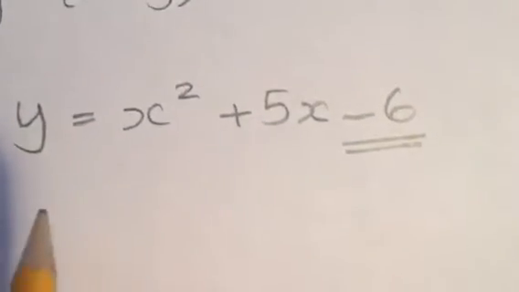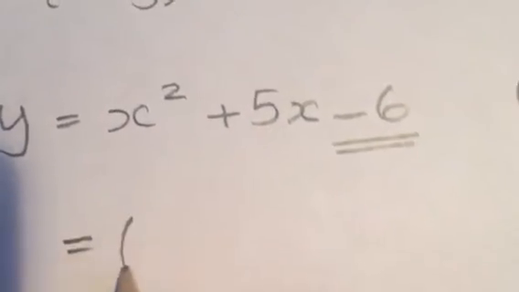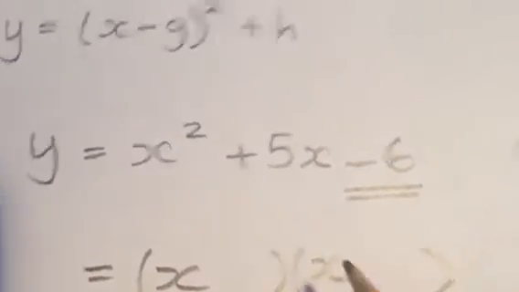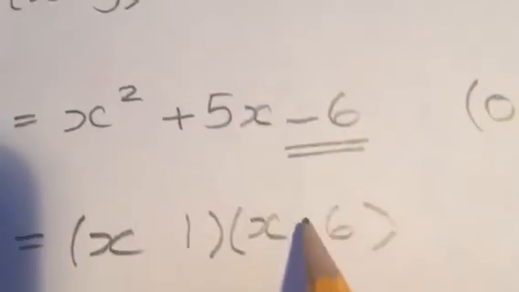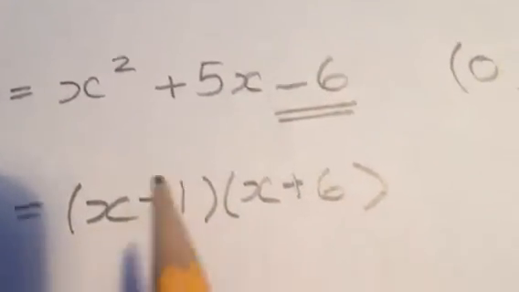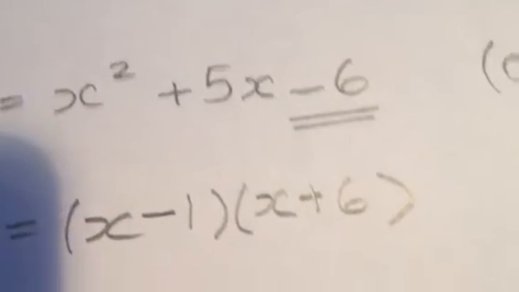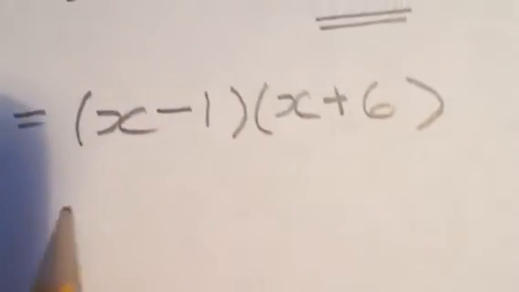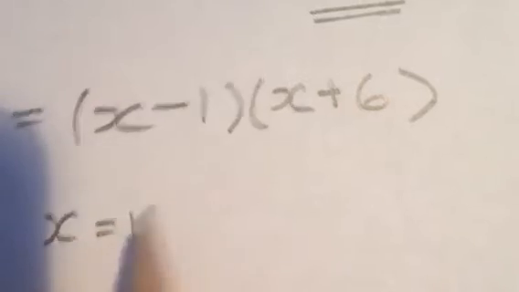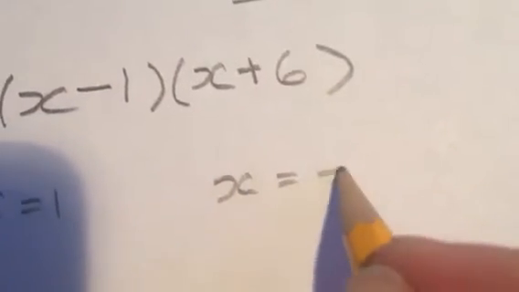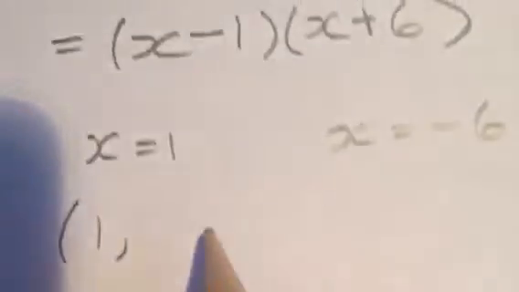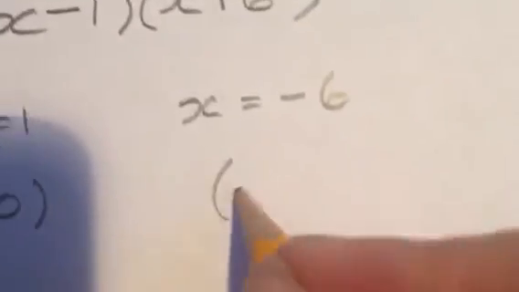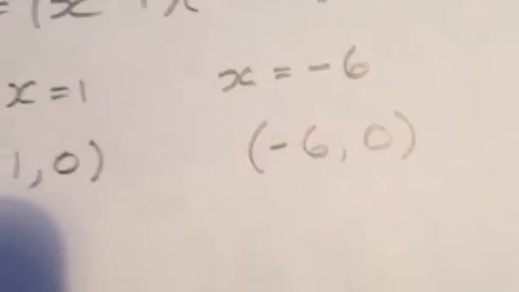We can then factorise this, and we can say it's equal to (x and x), a 6 and a 1. To get the plus 5 in the middle, we need it to be plus 6 minus 1. And from that, we can say that it cuts the graph when x is 1 and when x is minus 6. So the coordinates are (1, 0) and (minus 6, 0).